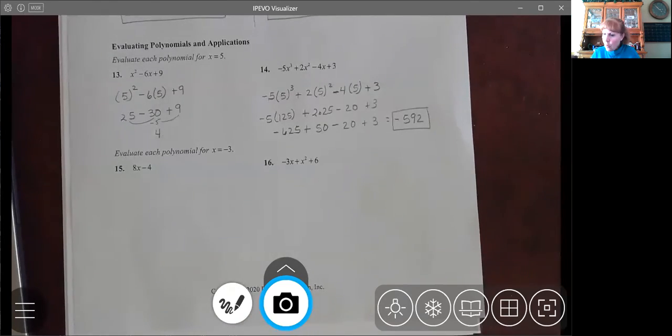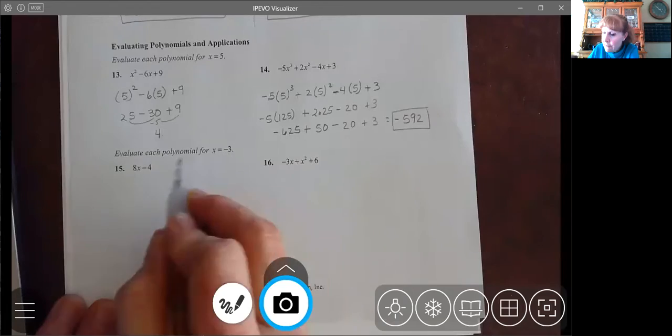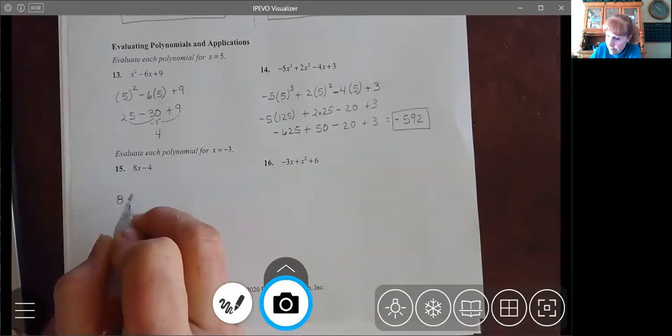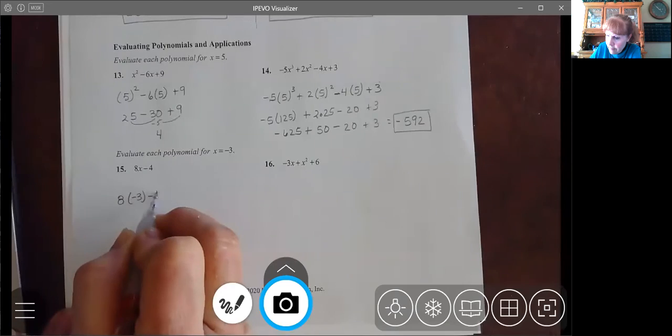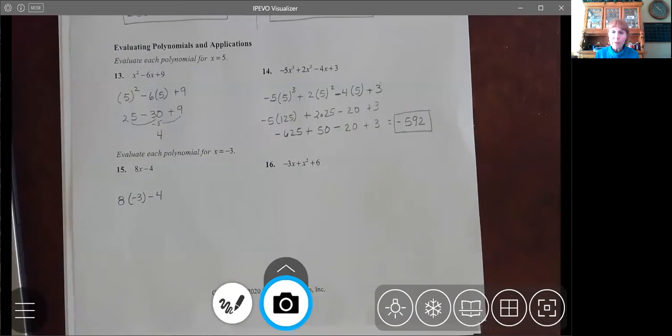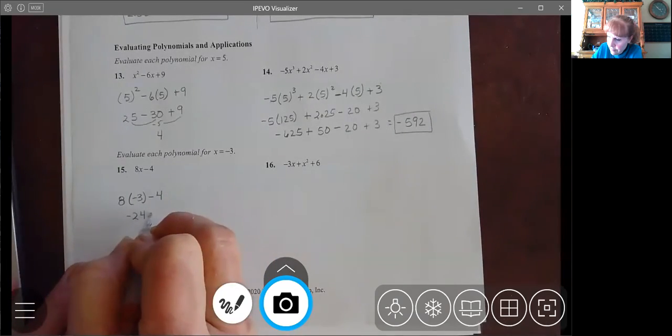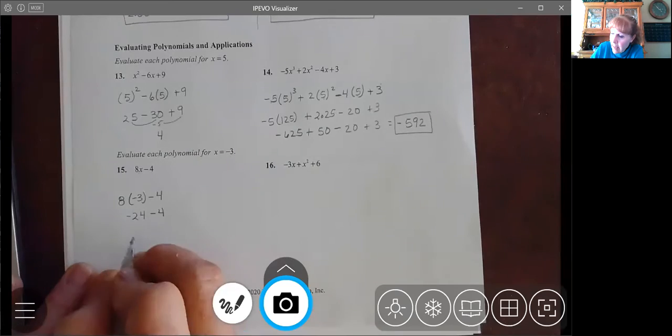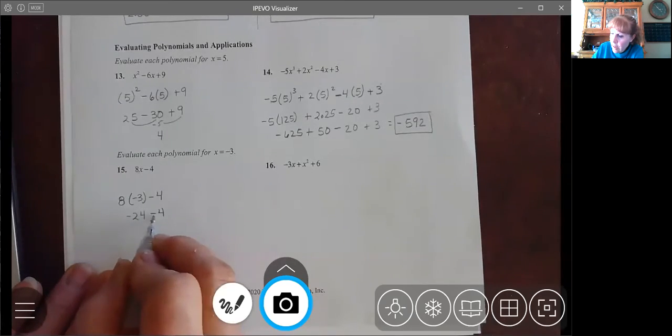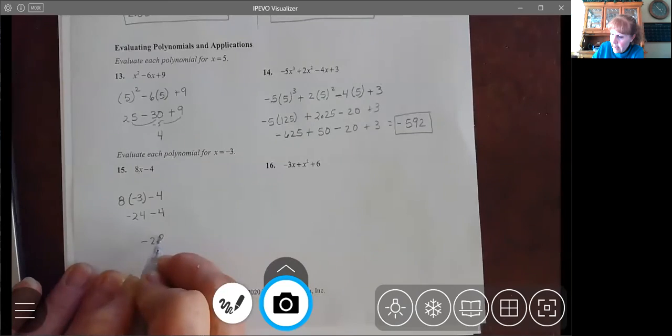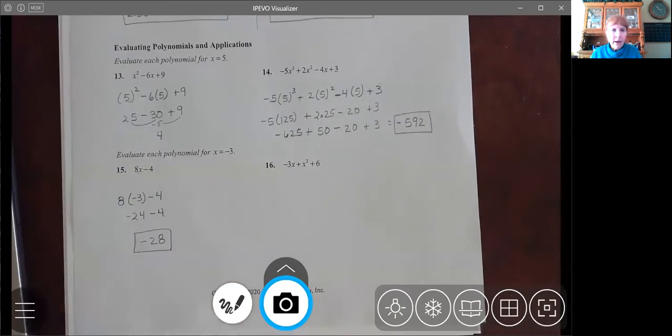Here we're going to substitute in a negative, last two. We're going to be putting in a -3 for the x's. So parentheses means multiply. So 8 times a -3 is a -24. So that gives you a -24, subtract 4 is a -28. Or plus a -4 if you want to. -24 plus a -4 is a -28.